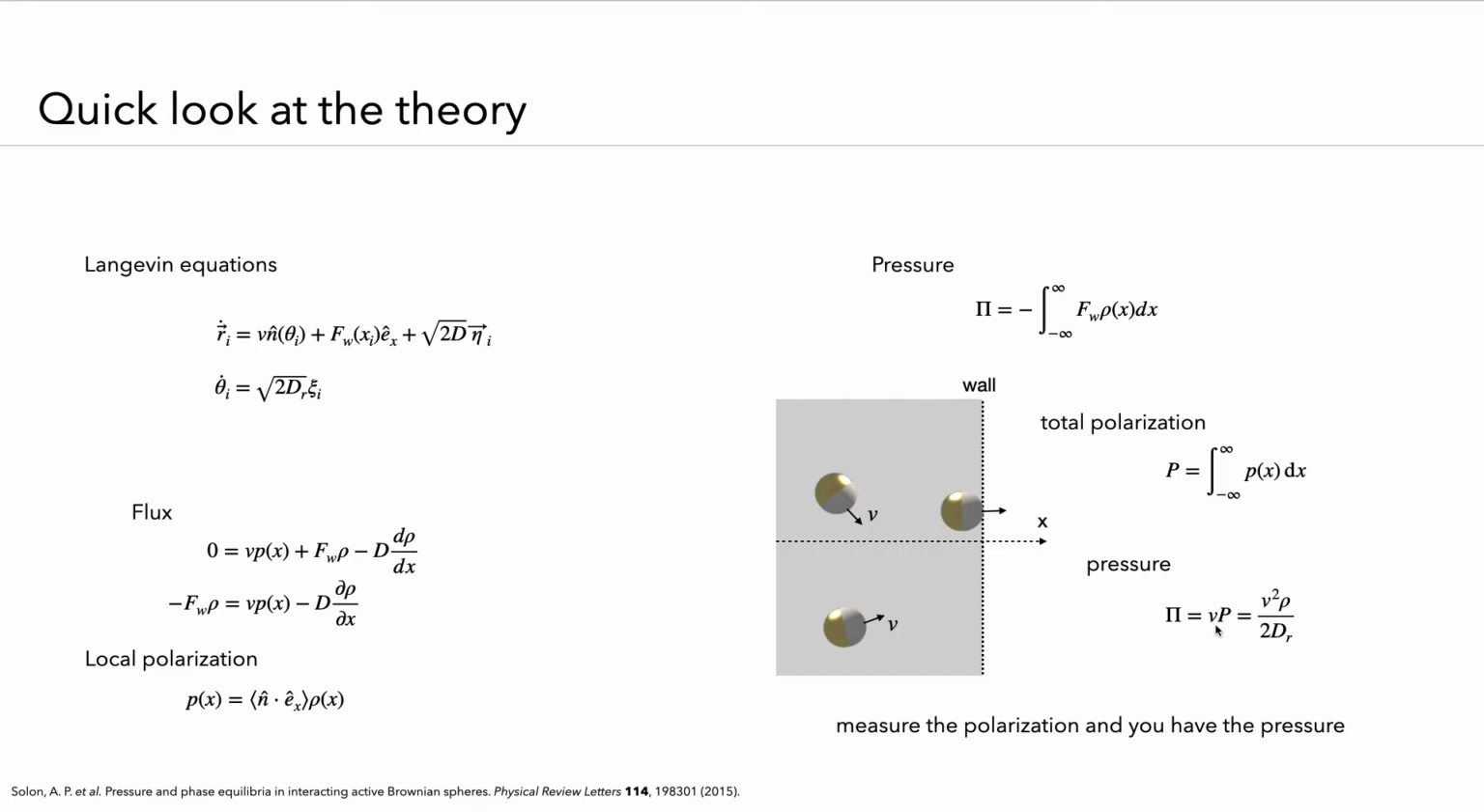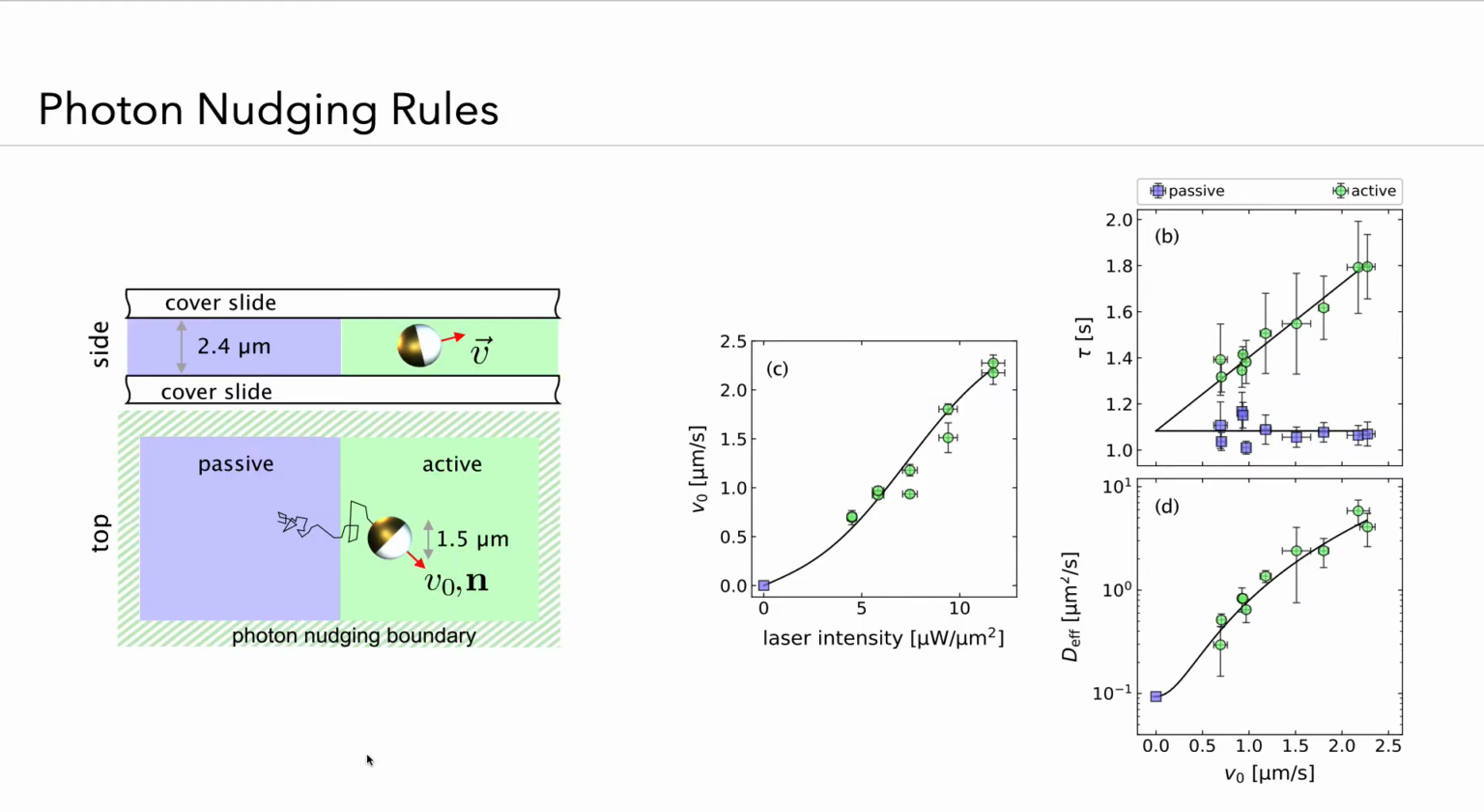You just need to measure the polarization. But of course, you don't want to do that at a wall where you have hydrodynamic interactions, because then everything is not that easy anymore. You want to have something where you don't have a wall, but still have a polarization. And the trick to do that is, of course, photon nudging, feedback control. With that kind of technique, you can apply or create rules which look the following way. First of all, you would like to create an arena in which you would like to measure the pressure, or the polarization essentially.